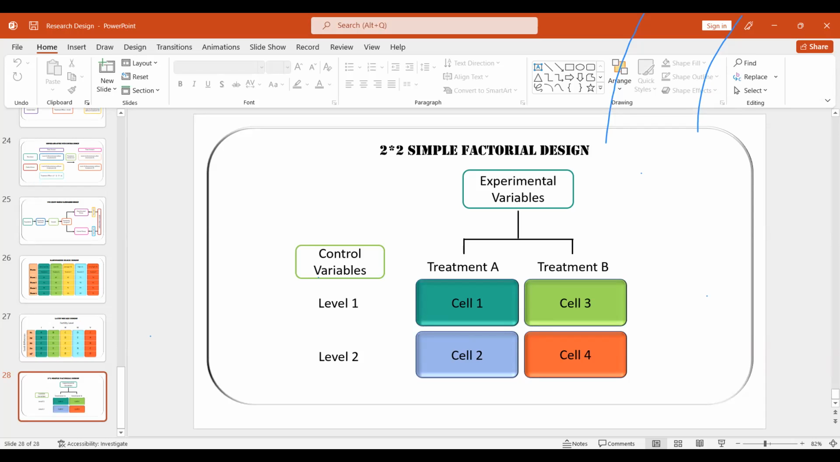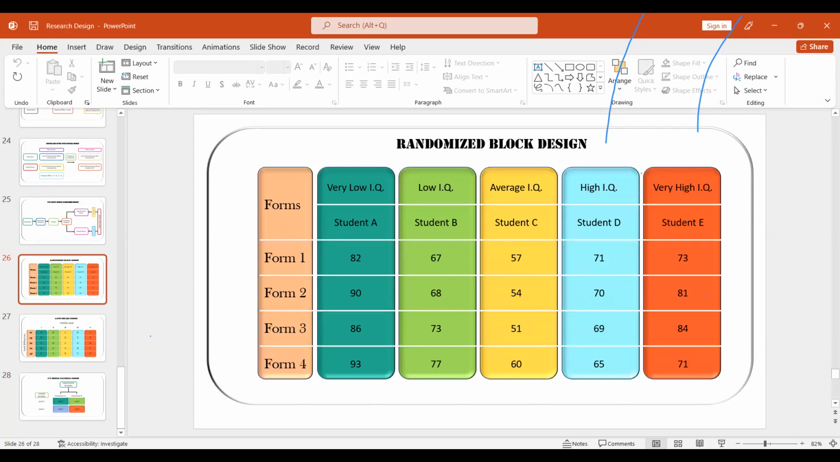So these are certain designs that I discussed, and similarly, there may be several illustrations like 4 into 3 simple factorial design, which can include cell 1, 2, 3 treatment, cell 4, 5, 6 treatment, cell 7, 8, 9 treatment, cell 10, 11, 12. So depending on your problem.